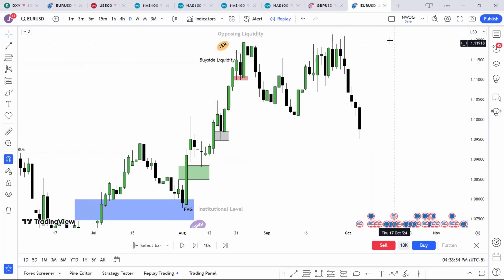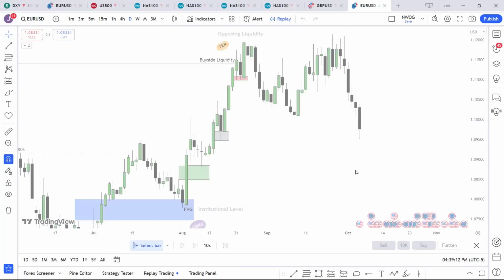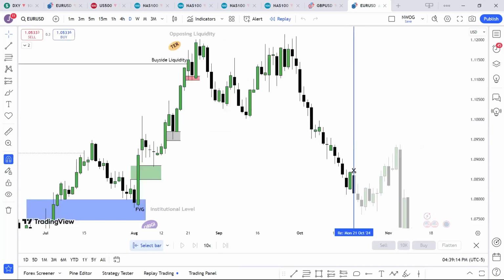Now, there's something that I failed to explain to you, and I'm going to be explaining it in the subsequent videos I'm going to be releasing, which is the daily profile. Daily profiles are very important when it comes to understanding bias. Now, this is Friday. Usually I wait for Mondays to be printed to be able to tell me what the remaining days of the week will be. So I'm going to click play.